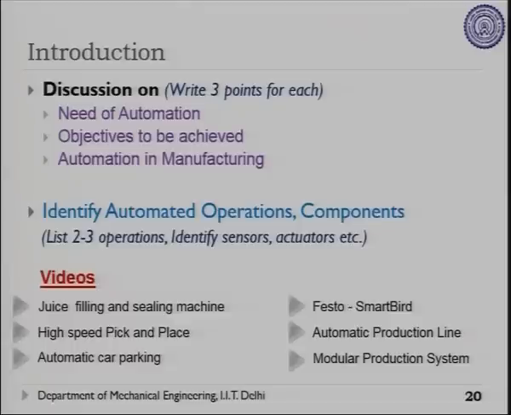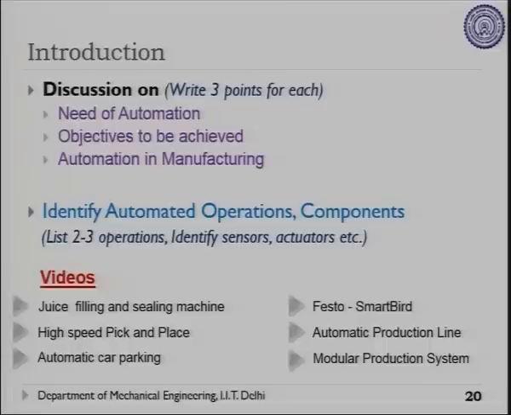What you have to do is write 3 points against each, whatever you feel and understand, about why there is a need of automation. Because once you learn this, definitely you will be implementing it at a certain stage. Before that, you should have a question: why is it required? It's not that I push automation everywhere, even where it is not required, just for fancy things. You should have some understanding of why automation is required.